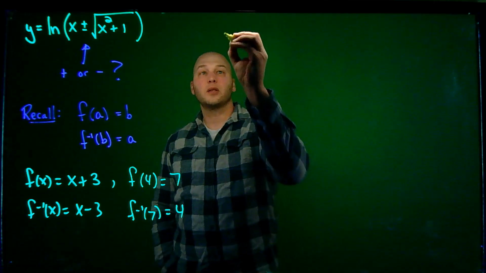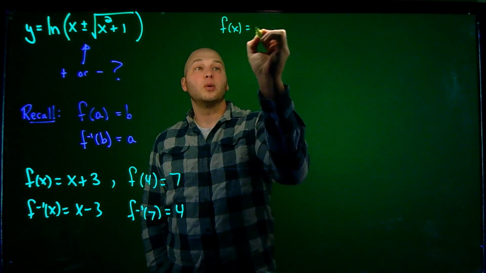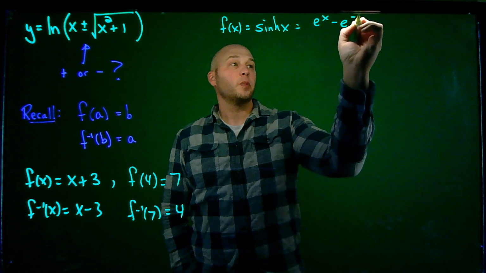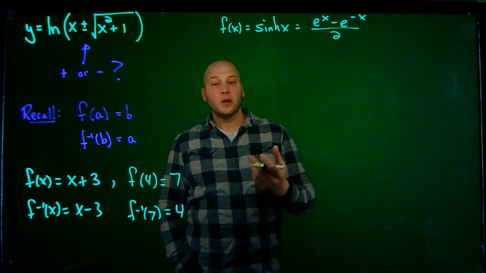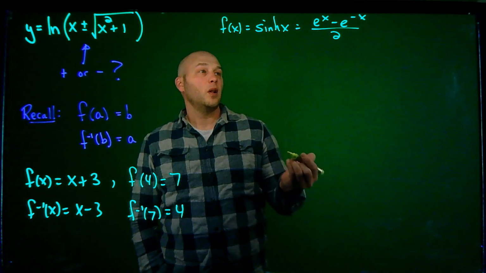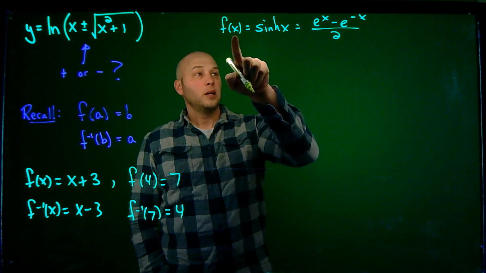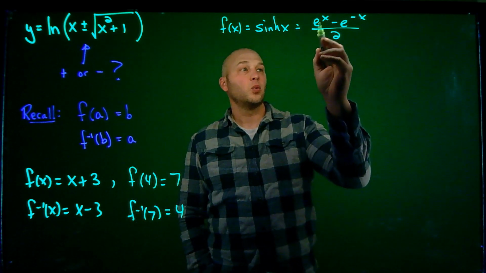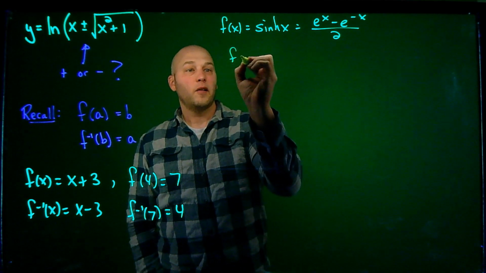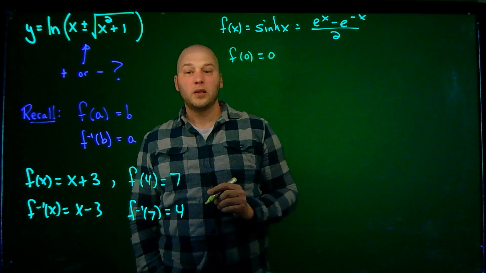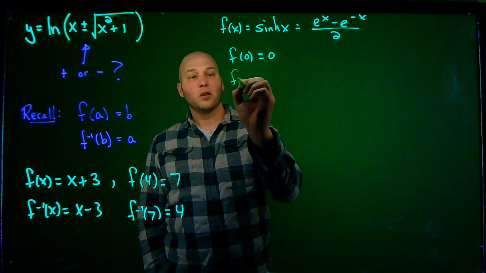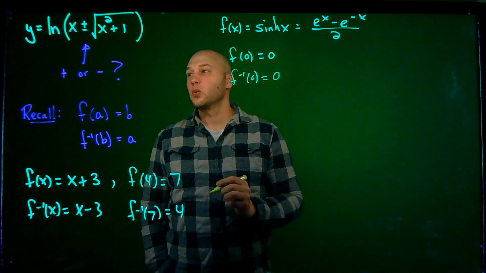Here's how I'm going to check this. Let's say f of x is equal to the hyperbolic sine of x, which once again we know has an exponential definition. And I'm going to plug in a convenient value. If I plug in 0, that's a pretty nice number to do some computations with. e to the 0 is 1, e to the negative 0 is 1, so I get 1 minus 1, which is 0. That says that f of 0 would be 0, but then the inverse would have to have f inverse of 0 equal to 0 as well.